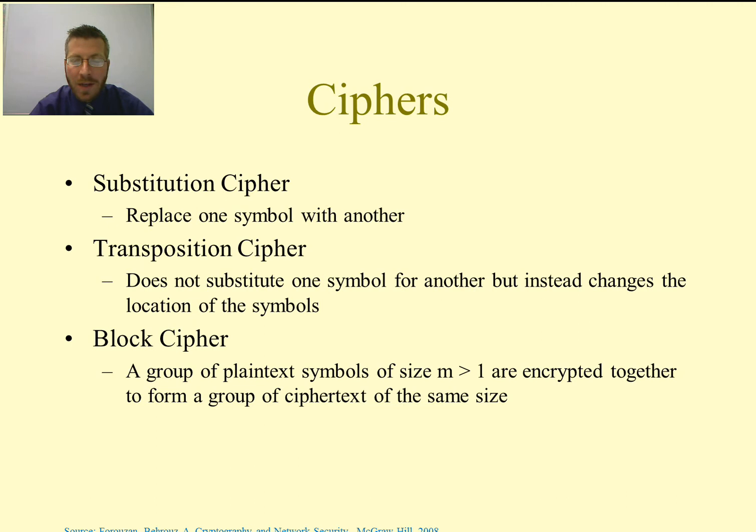A transposition cipher, instead of substituting one symbol for another, changes the location of the symbol. So instead of sending out the string ABC, where A is the first character, B is the second, and C is the third, maybe what we're going to do is we're going to send BAC. Where B, even though it's the first character that appears, we've transposed it where it's actually the second character in the plain text.